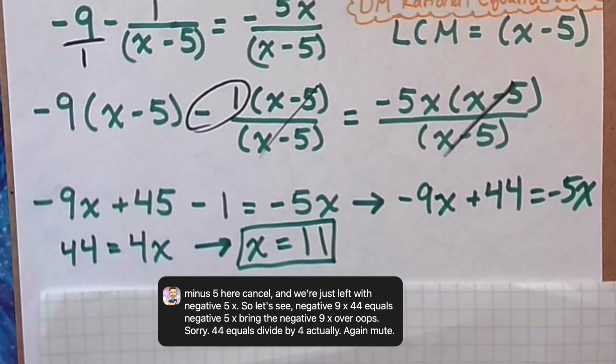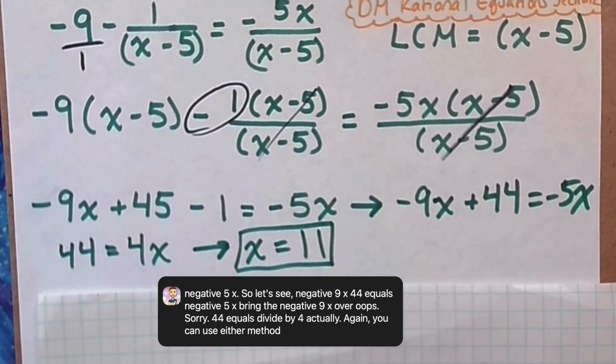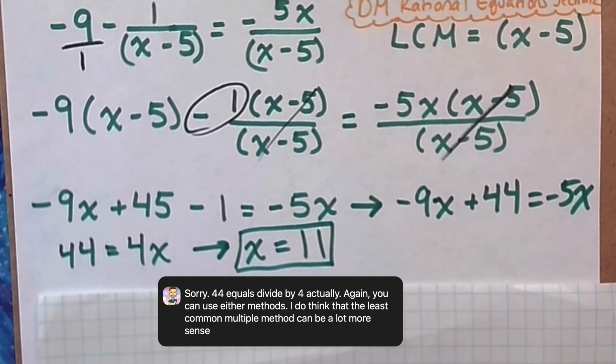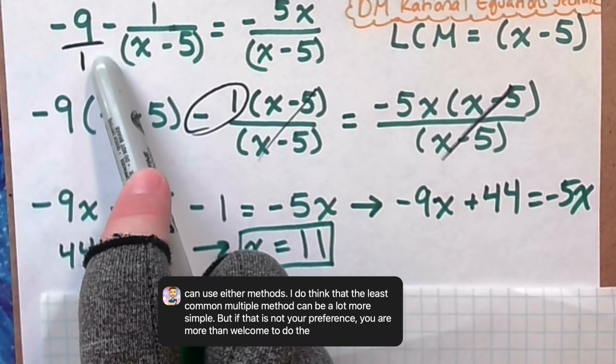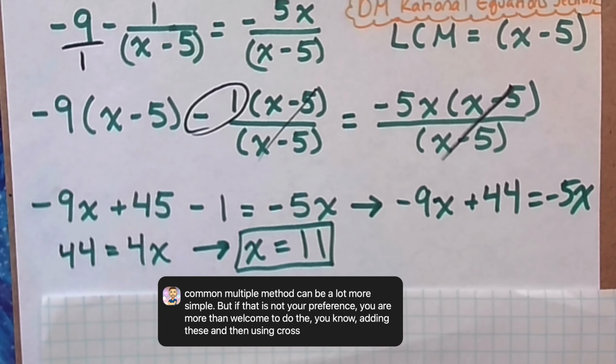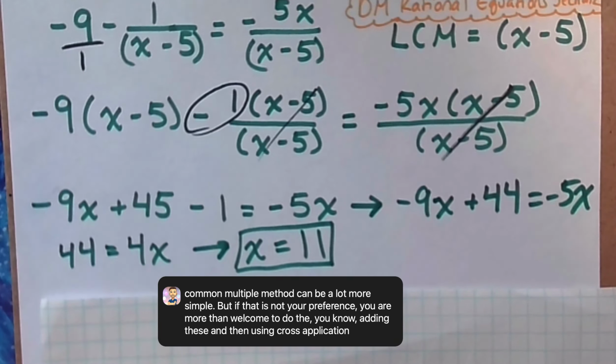Again, you can use either method. I do think that the least common multiple method can be a lot more simple, but if that is not your preference, you are more than welcome to add these and then use cross multiplication. Whatever makes most sense to you.